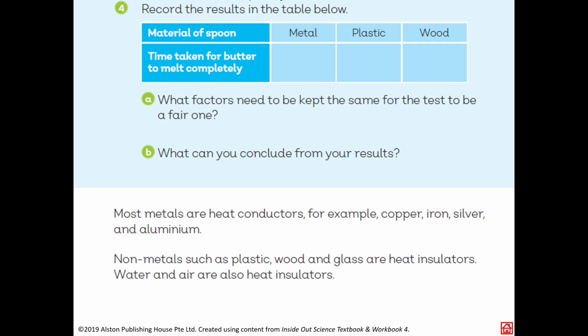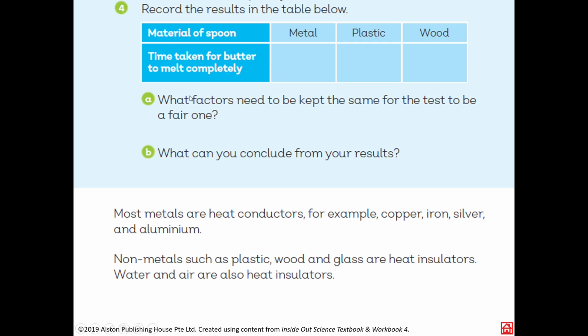For the metal spoon, record the time taken for the butter to melt completely: how many seconds, how many minutes? Plastic spoon, how many seconds or minutes? Wood, how many seconds or minutes? And then please answer the following questions. What factors need to be kept the same for the test to be a fair one? And what can you conclude from your results?